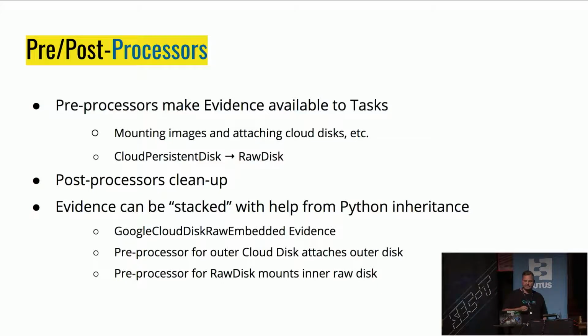So for example, we have one evidence type called Google Cloud Disk Raw Embedded. And what that is, is just a persistent disk that has its own file system, a cloud persistent disk. And within that file system are other raw images. And that's one way that we can import images into the cloud.